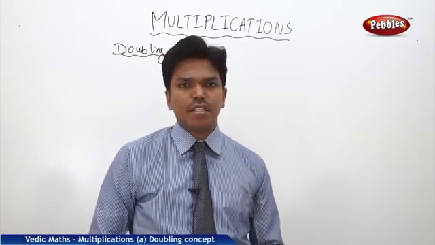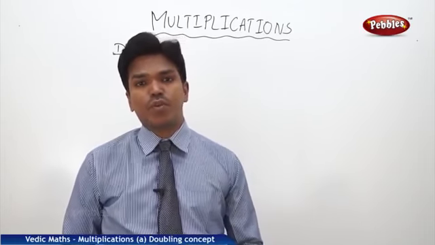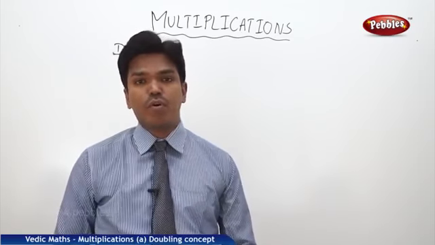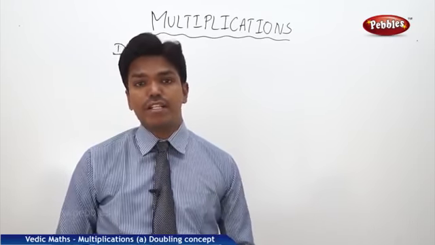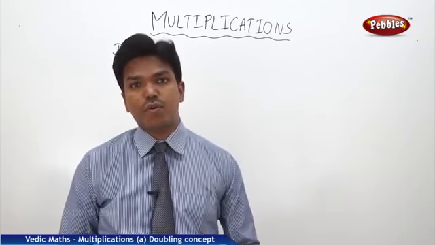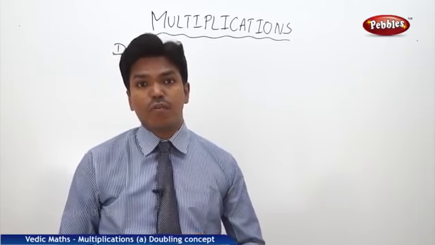First you tell me, suppose I ask you what is the double of 2, and you will immediately say the answer is 4. What is the double of 4? 8. Double of 8? 16. Double of 16? 32. Double of 32? 64. 64? 128. 128? 256.